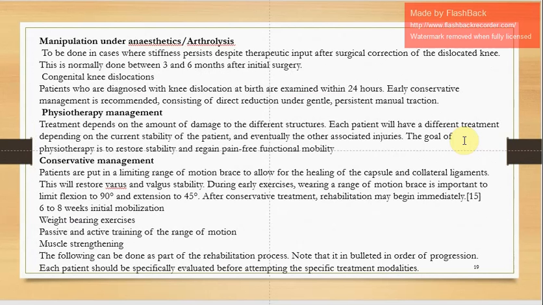Then there may be congenital knee dislocations. Patients who are diagnosed with knee dislocation at birth are examined within 24 hours. Early conservative management is recommended, consisting of direct reduction under gentle, persistent manual traction.